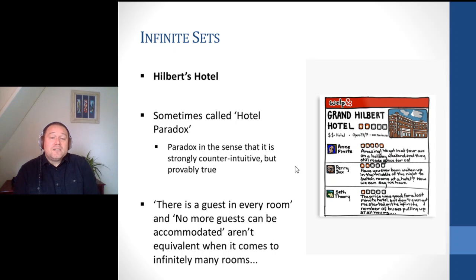So what's interesting is it also shows that when we're thinking about hotels with infinitely many rooms, something like there's a guest in every room and no more guests can be accommodated aren't equivalent. Right? Because we can have a guest in every room, but we can still accommodate more guests and give them their own room because we've got infinite rooms to play around with, even if we have infinite numbers of guests.